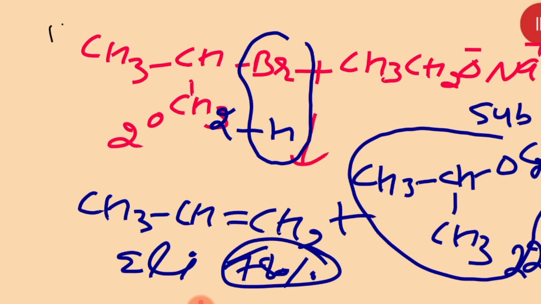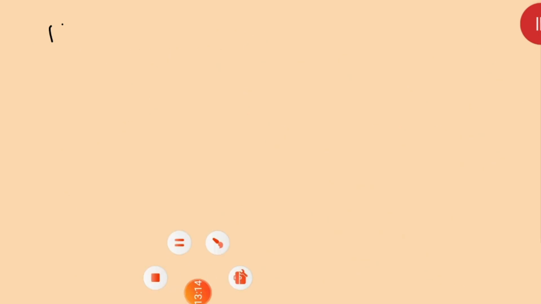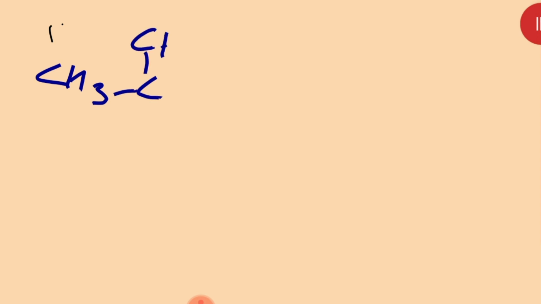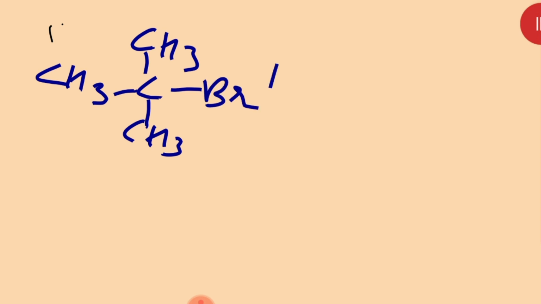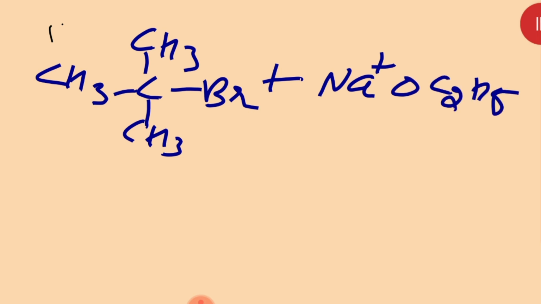Same way we can do it with the tertiary alkyl halide also. What can we give? Tertiary alkyl halide. Students, when we are going to do it with the tertiary alkyl halide, you must see there will be no substitution. There will be no substitution, only and only elimination will be there. What will be there, beta? Only and only elimination will be there.